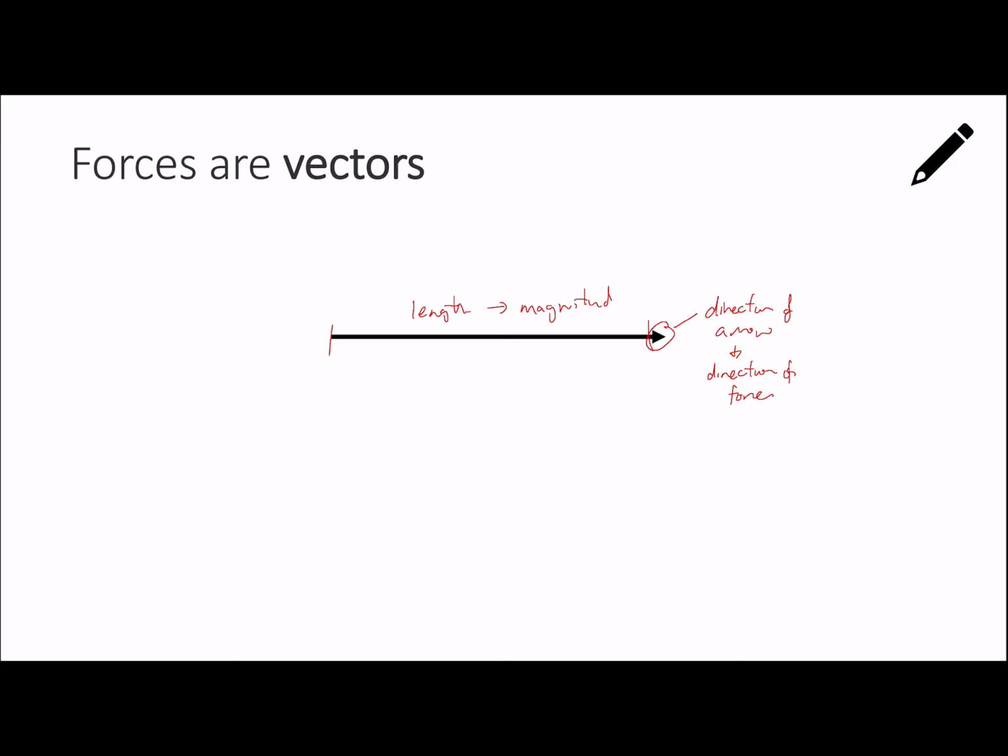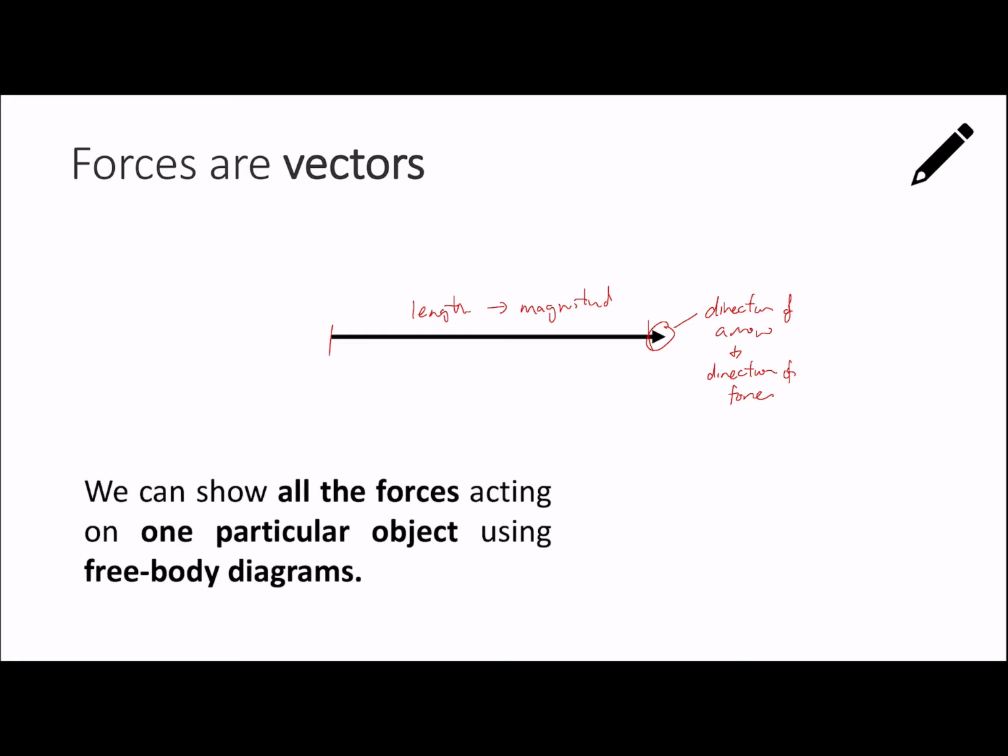What if an object has multiple forces? You then want to illustrate all the forces, all the magnitudes, and all the directions of all the forces that are acting on the object, right? So we can show all the forces acting on a particular object using this thing called a free body diagram. And here is an example of a free body diagram.